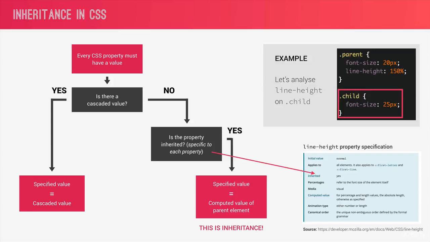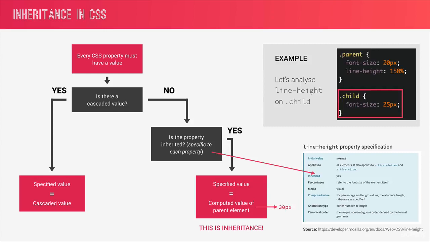Now, it's very important to note that the value that gets inherited is not simply the 150%, but the computed value. In this case, that's 150% of 20 pixels, which is 30 pixels. And so the line height in the child element will also be 30 pixels, not 150% of the 25 pixel font size. Got it? So again, it's not simply the declared value that's passed, but the computed value.